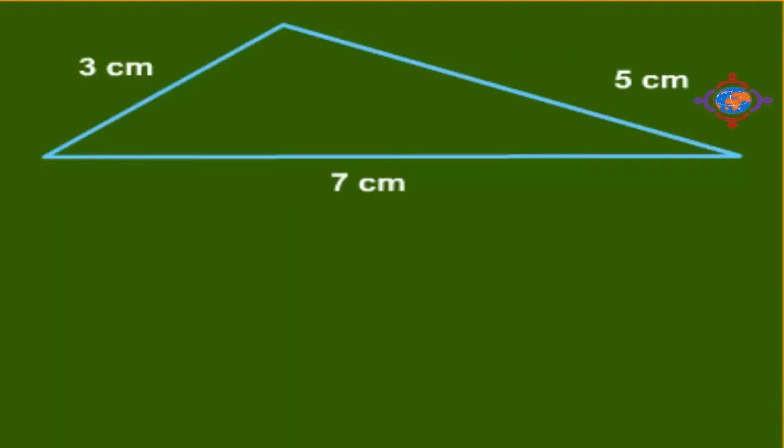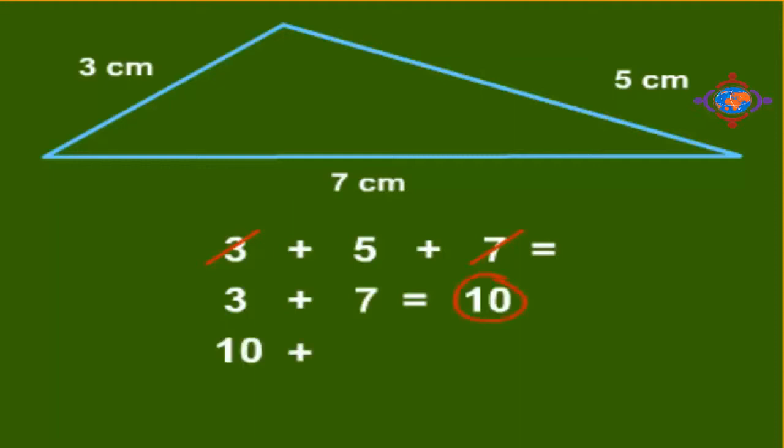What's the perimeter of this shape? Add the lengths together to find out. 3 plus 5 plus 7. I know that 3 plus 7 is equal to 10. 10 plus 5 is equal to 15. So the perimeter of the shape is 15 centimeters.